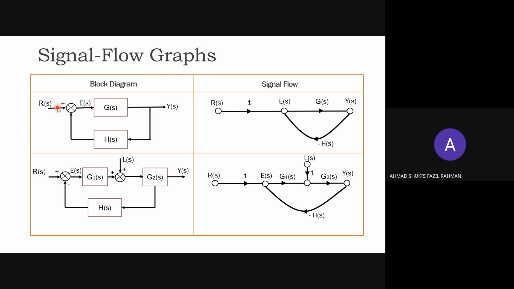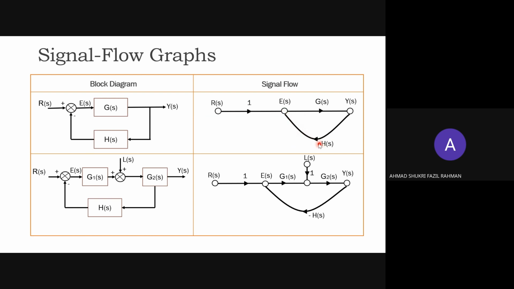So how do we replace this? How do we transform this into a signal flow graph? You can see from here, RS is going to ES. So for this part, there is nothing here, so we can always put 1. So the feedback here is going to ES.